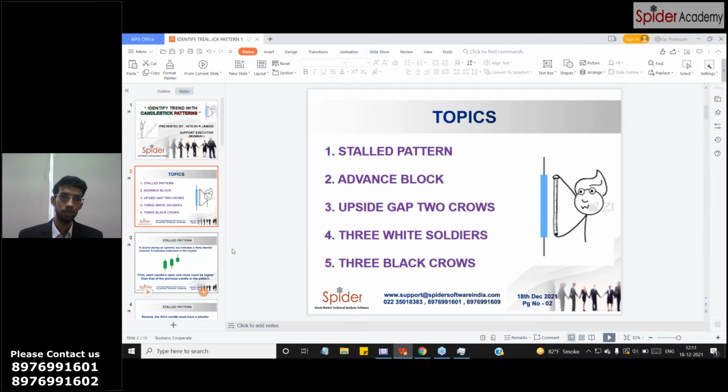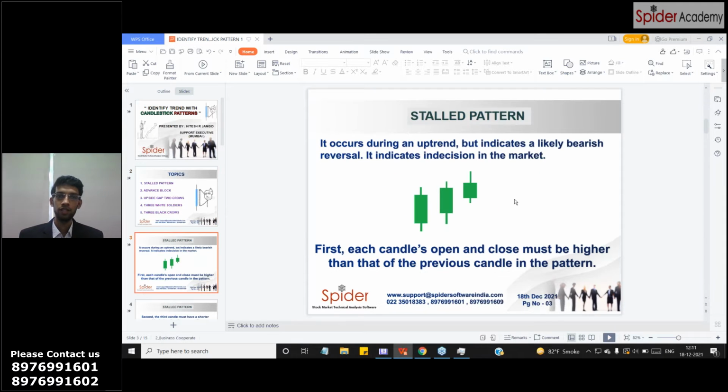Okay, so the first pattern is stall pattern. In this pattern, we can say that it's an uptrend candle pattern, a combination of 3 candlesticks, where you can identify the uptrend, and after that, how to identify the reversal in the market or in that particular stock.